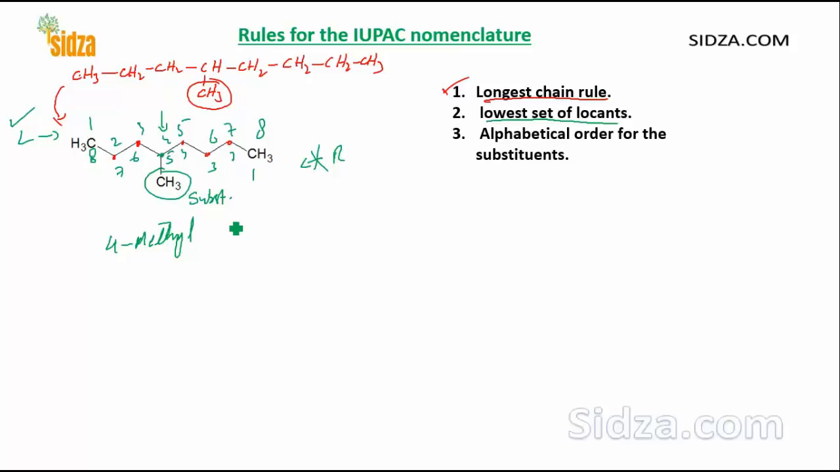So it's called 4-methyl, and how many carbon atoms are in the longest chain? 8. So the term will be oct. The word root will be oct, and there's only a single bond you can find here in the whole length, right? Only single bond, so it is ane. The name is 4-methyl octane.